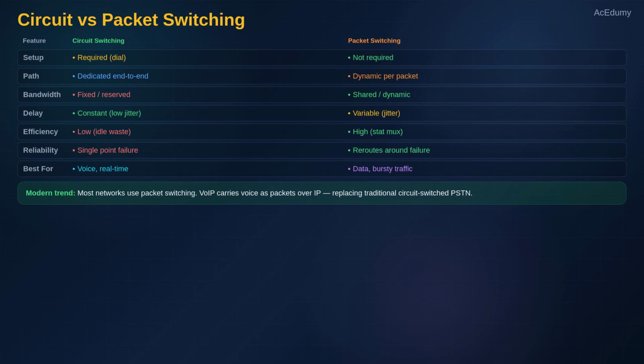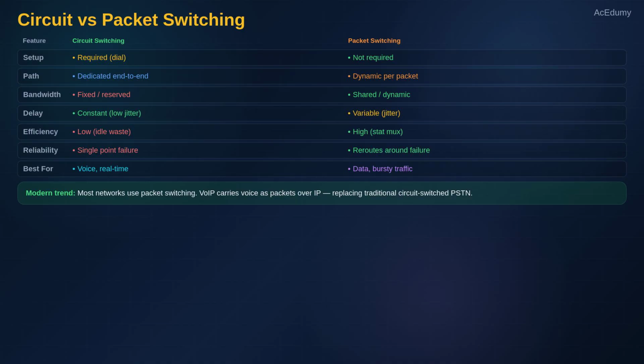Reliability. In circuit switching, a single link failure breaks the whole call. In packet switching, packets can be rerouted around failures. Quality of service. Circuit switching guarantees QoS. Packet switching requires additional mechanisms like DiffServ or MPLS for QoS. Best use cases? Circuit switching is ideal for real-time voice where constant delay and guaranteed bandwidth matter. Packet switching is ideal for data applications where efficiency and flexibility are more important than constant delay.